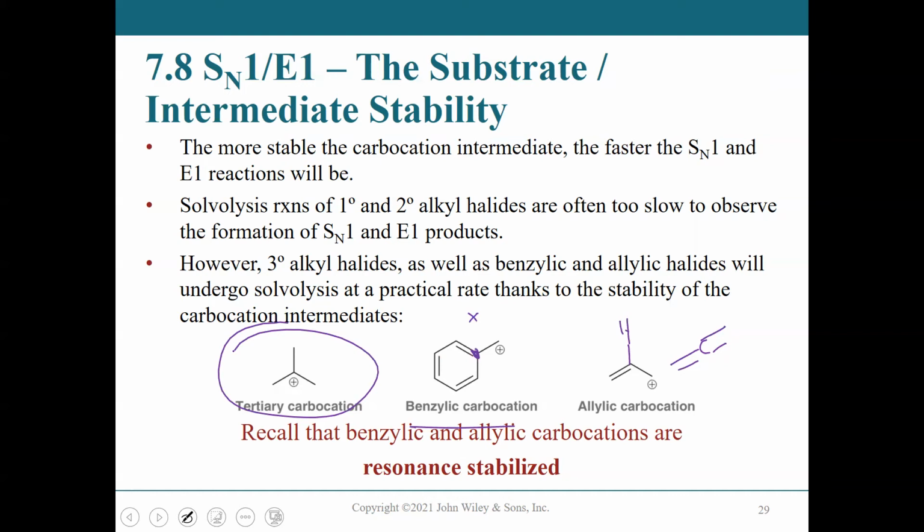Nobody even mentioned this for solvolysis, which is SN1 reaction. But for our uses, the more stable the carbocation, for example tertiary and secondary carbocations, are preferred, right? Rather than primary carbocations, because they are very unstable, as we know.